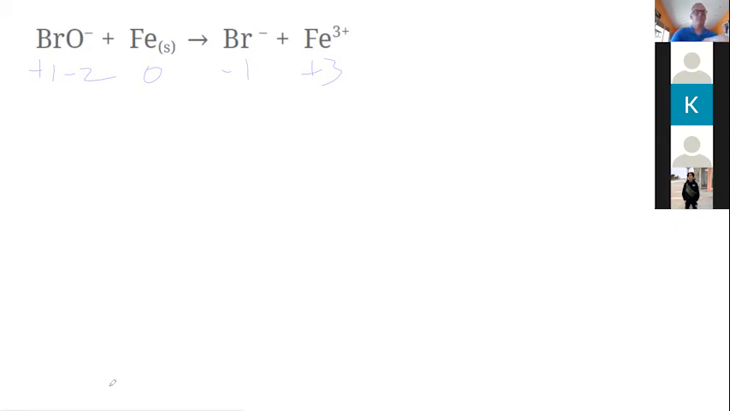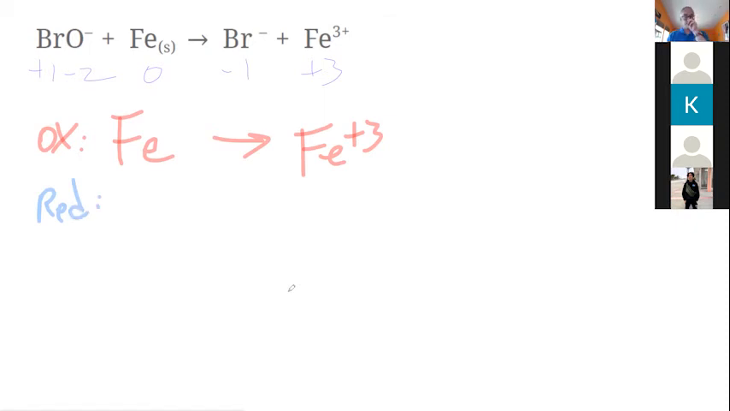Fe to Fe3+. That's right. This is our oxidation reaction. Fe on one side, Fe3+ on the other side. That's our oxidation. What's our reduction? BrO- to Br-. Mm-hmm. That's our reduction. So then we have to figure out how many electrons are involved.